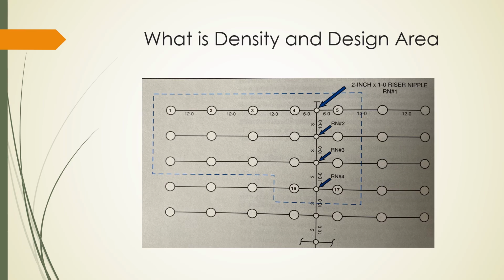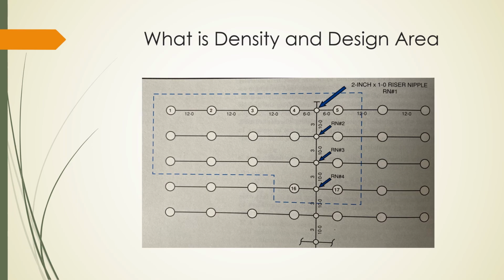Now, what does the density mean? Let's not complicate this. This is a very simple idea. All it's saying is that within that dotted line, every square foot must have a certain amount of water hitting the ground. And if you recall the graph on the prior slide, for instance, for light hazard, it had a number of 0.1 gallon per minute per square foot. What it was saying is that for each square foot within that 1,500 square foot design area, you are required to supply 0.1 gallons per minute.